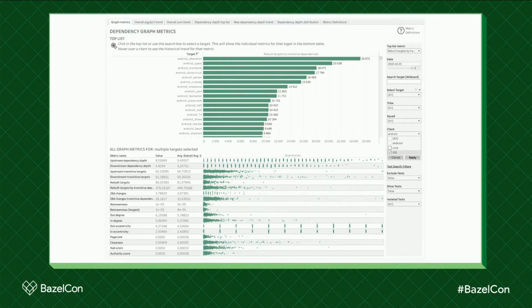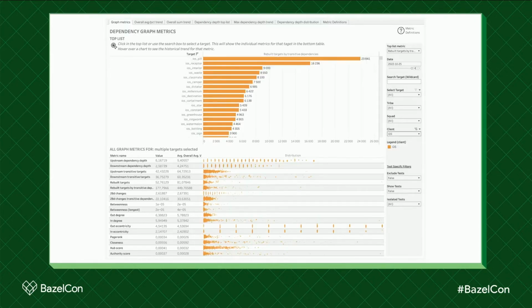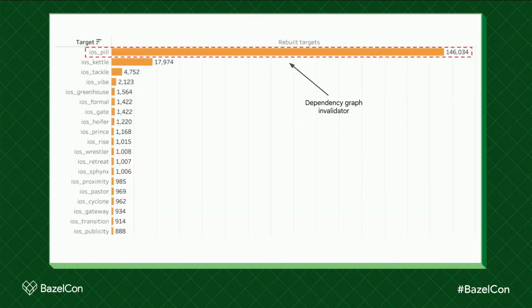Let's stay on rebuild targets by transitive dependencies, but look at iOS instead. By looking at the top list here, you may remember the topmost one from the presentation by Carl, iOS PIL, the common UI design system target that has historically been a large dependency graph invalidator for us. And in this view, you can notice that the target has a score around 24,000. But going back to the example from the beginning, you can see that the score was drastically higher in that image at 146,000. But this was back in April.